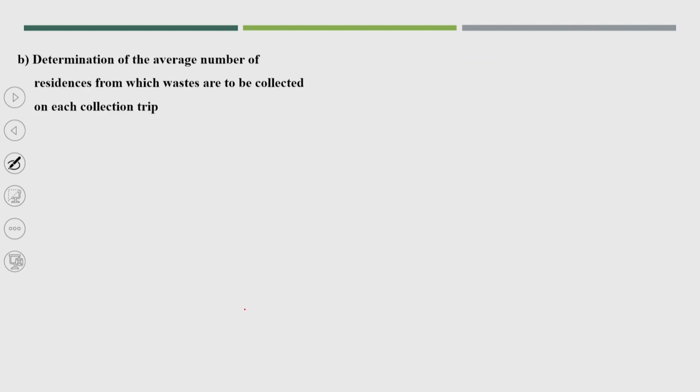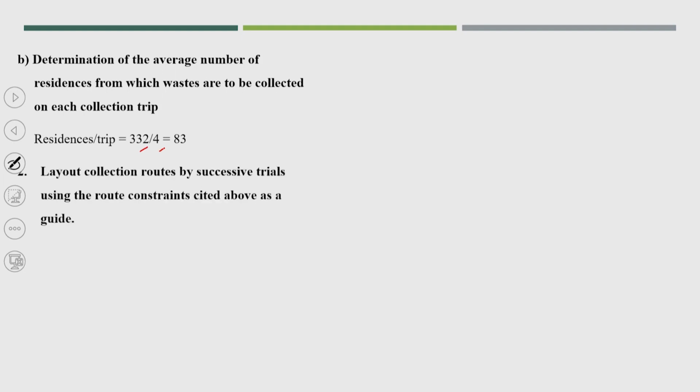Now, we will determine the average number of residents from which waste has to be collected on each collection trip. So, we have 332 residents and the number of trips is 4. So, for each trip we will have 83 residents per trip.